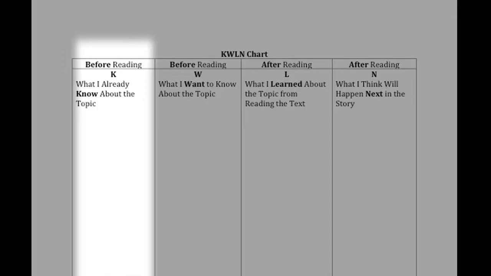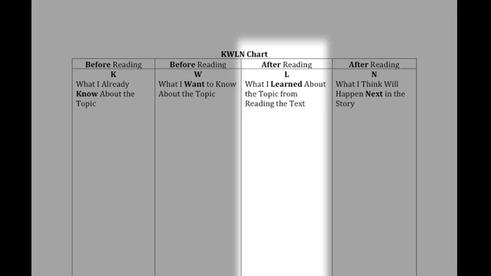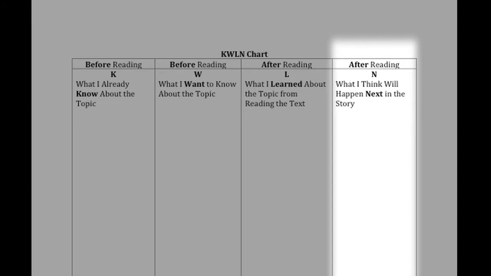Okay. So the first column is before we read, and it's represented by a K. And the K stands for what I already know about the topic. And then the other piece of information we write down is W, what I want to know about the topic. And then we fill out the last 2 columns. And so after we read, we fill out the column with the L, what I learned about the topic from reading the text. And then the last column is N, what I think will happen next in the story.